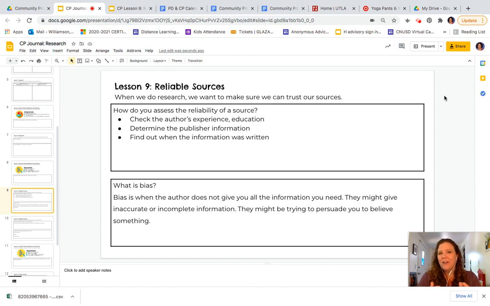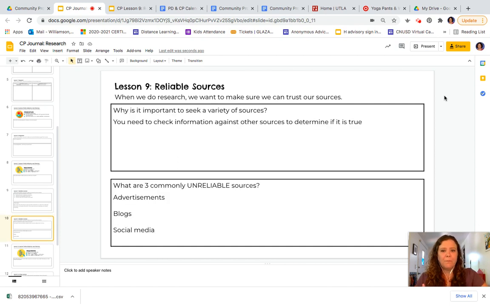What is bias? Bias is basically when the author is trying to persuade you to believe one thing or another. And so what they do is they don't give you all of the information. They might give you inaccurate or incomplete information.